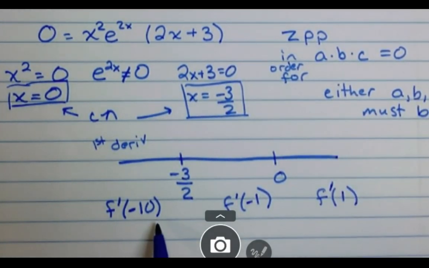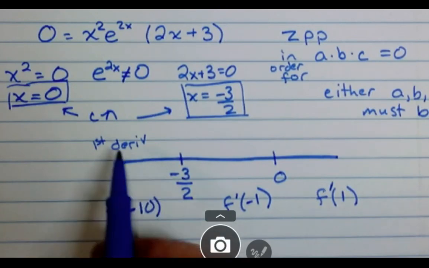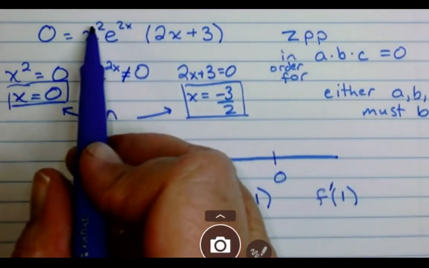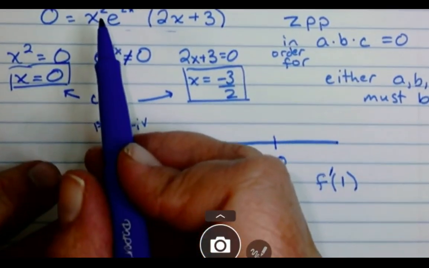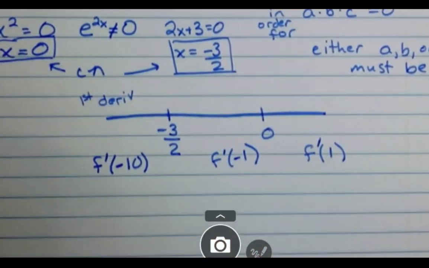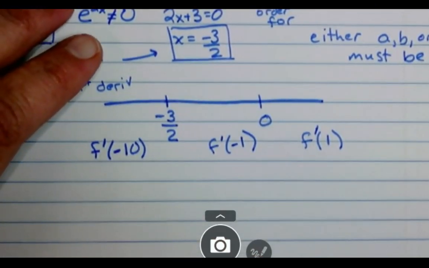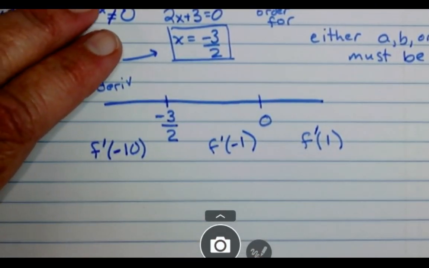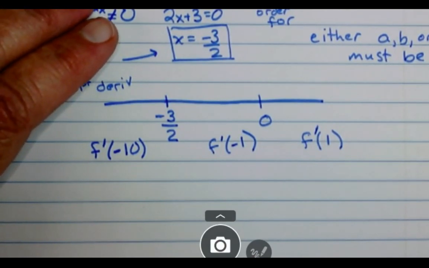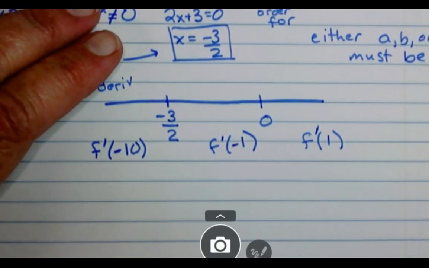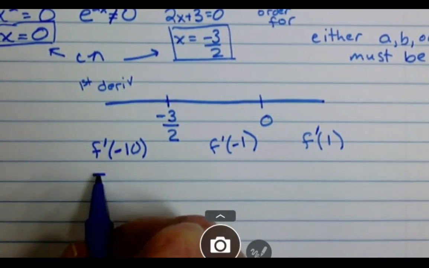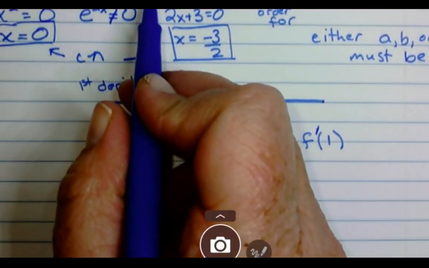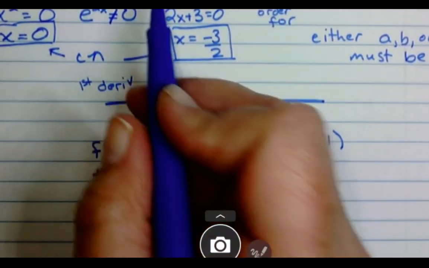So f prime of negative 10. One thing to know is that it's actually much easier to use the factored form of your equation. So if I put a negative 1 in here, that's going to be positive. And e to the power of -2 is still going to be positive because it's just 1 over e squared. So no matter what I plug in to the x squared e to the 2x, that part's always going to be positive. And then here, if this is -1, oh wait, -10, I'm sorry.